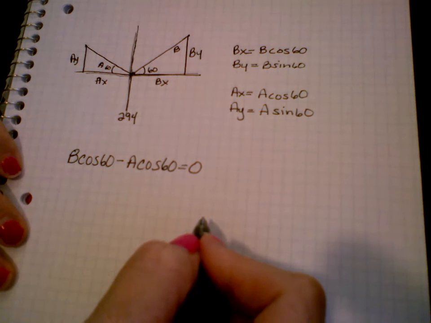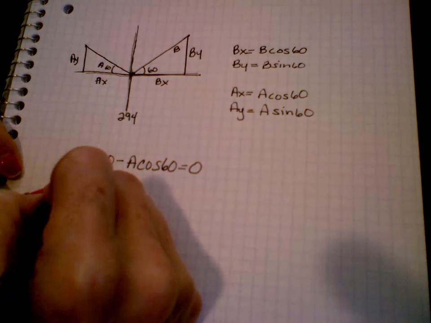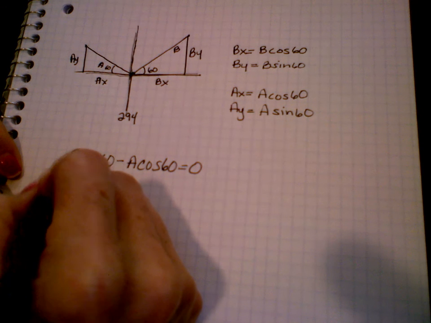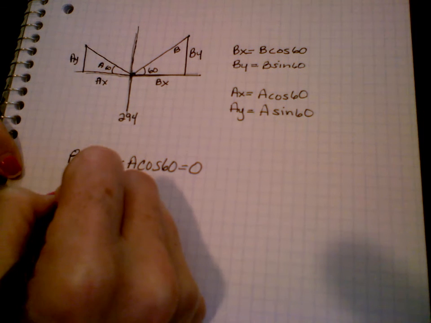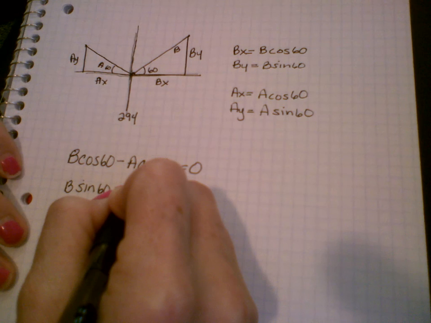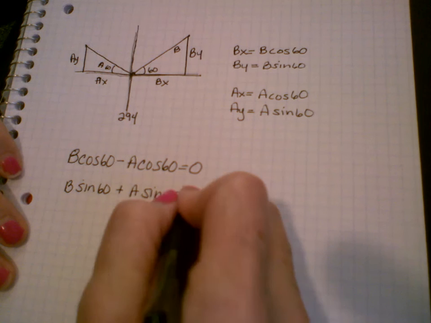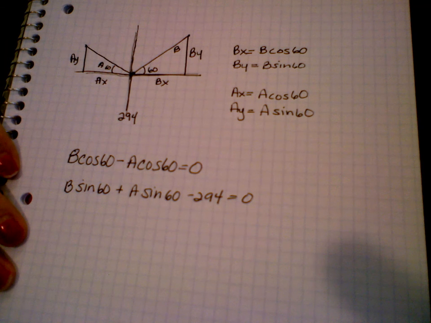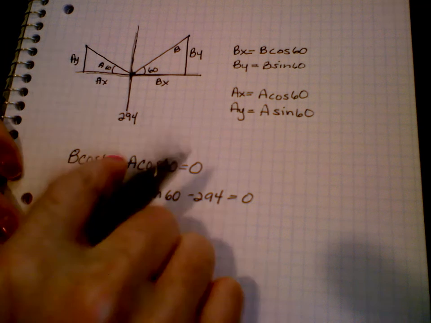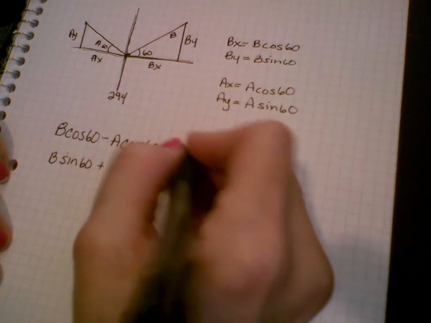And then we do our y components here. So a sub y is, well, let's do them together. B sine 60 plus a sine 60. Both of them are above the x-axis. Minus 294 because it's below the x-axis equals 0. Okay. So then again, isolate and solve for b here. Again, if we're going to solve for a, isolate and solve for b.